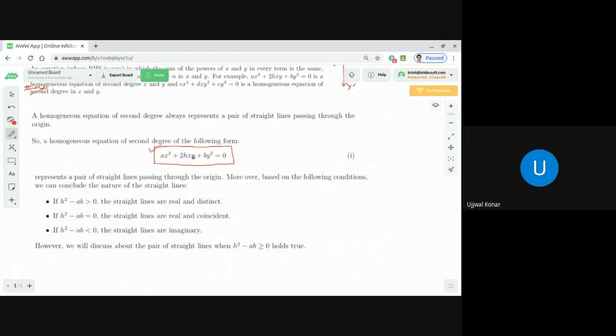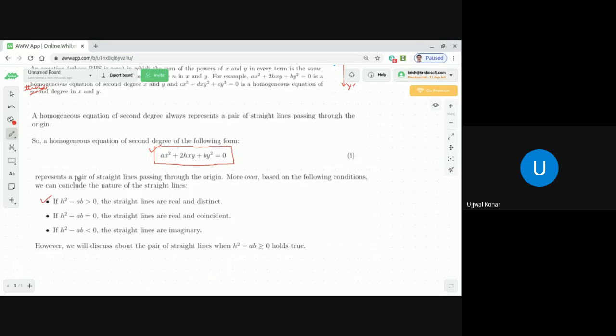So if h square minus ab is greater than 0, then we can say the straight lines are real and distinct. This means these two are different straight lines and they are real. If h square minus ab is equal to 0, then the straight lines are real and coincident. And if h square minus ab is less than 0, then the straight lines are imaginary.